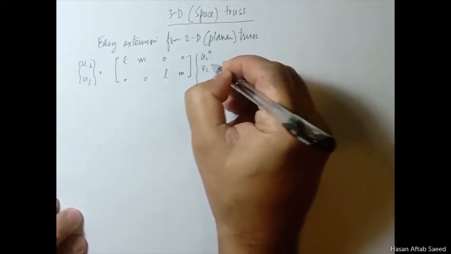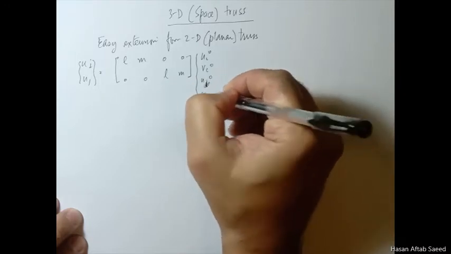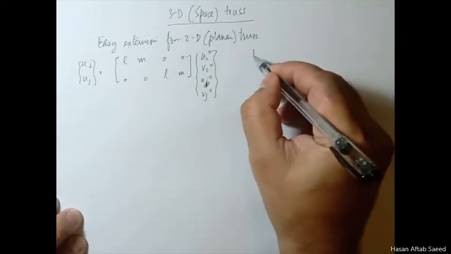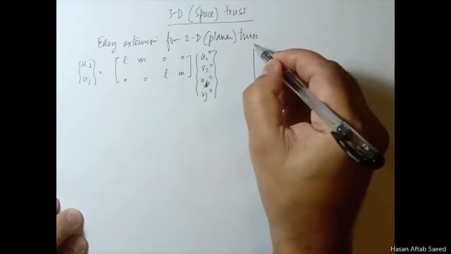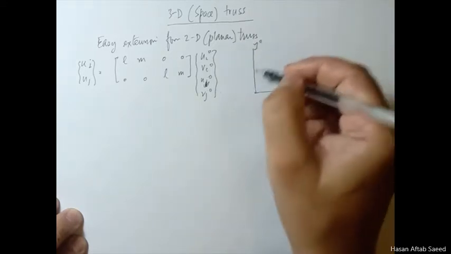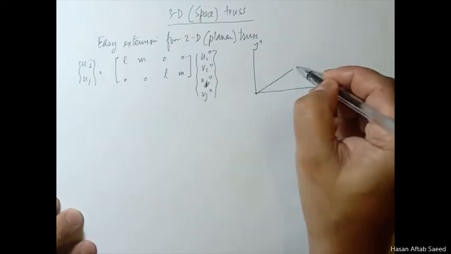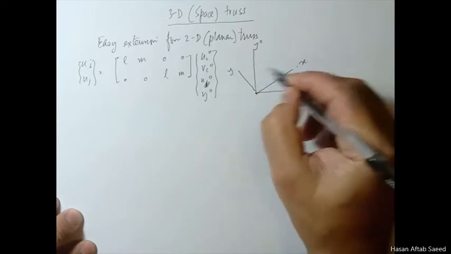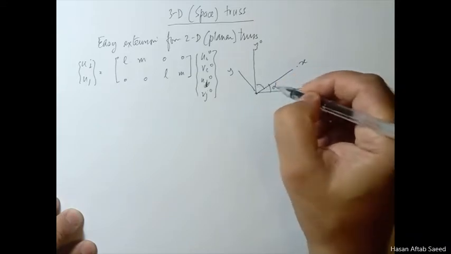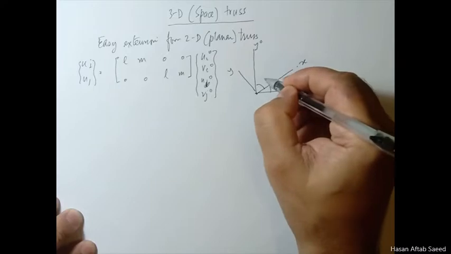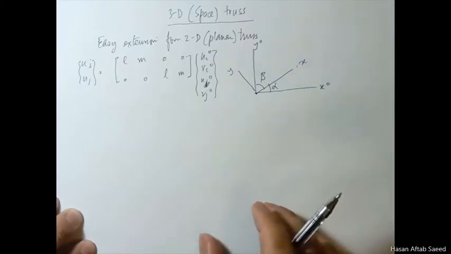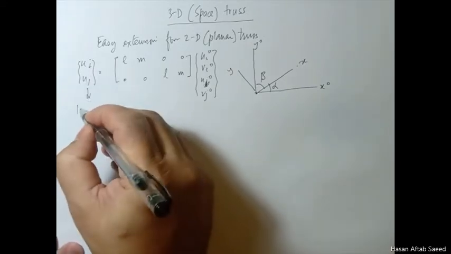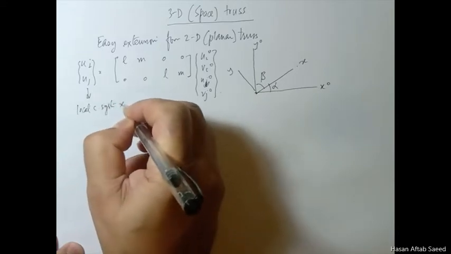Now here I'm writing the transformation equations for a 2D truss, and the transformation is between the global coordinate system x0, y0 and the local coordinate system xy. This local coordinate system will be changing for each truss element. They will be different, but the global will be the same. And these are the displacement components in the local coordinate system x, y.